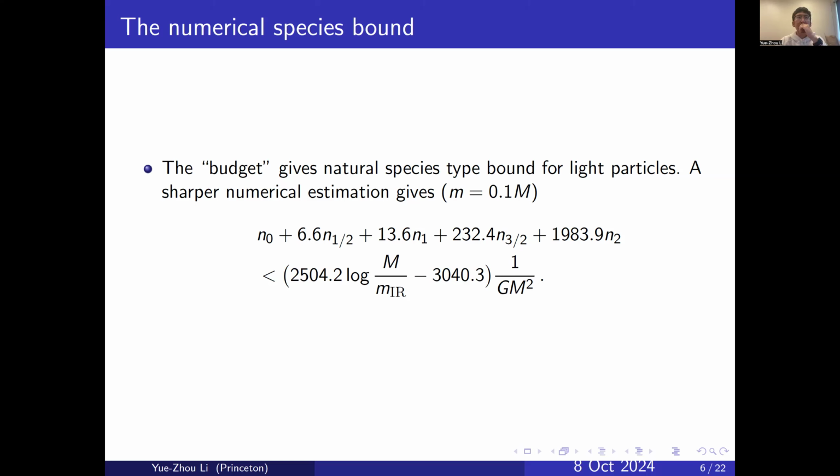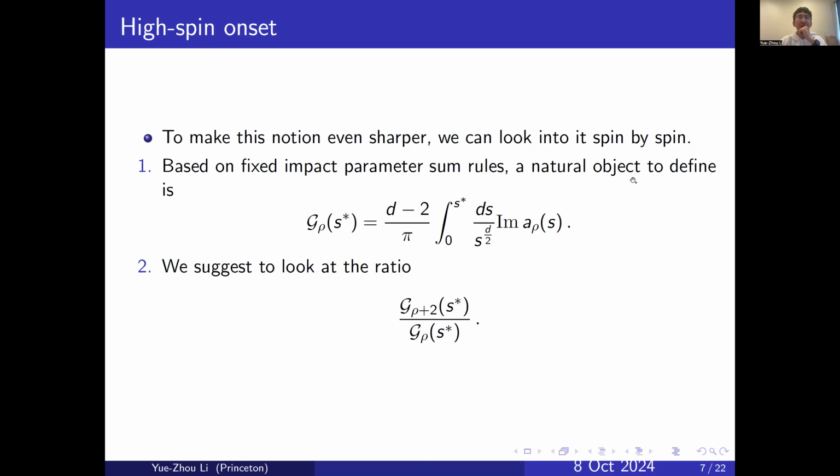Thanks. So this is an example of the numerical bound that we can get for the no energy light particles. And let's just go back to the high spin onset, because this is the concept that we want to emphasize. So we want to make this deflation sharper. One way to do that is to look at it spin by spin. Based on the impact parameter rules that I told you before, we take the partial wave coefficient and do some moment integral along the energy to some scale. Then we suggest to look at the ratio that compares this moment with its higher spin counterpart, for example, J plus 2 over J. So this is the thing that we will study.